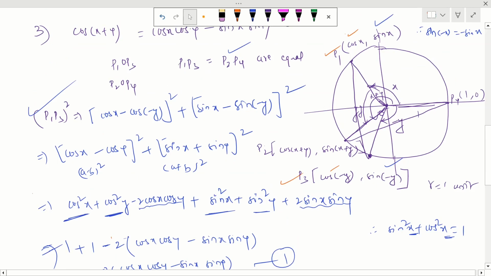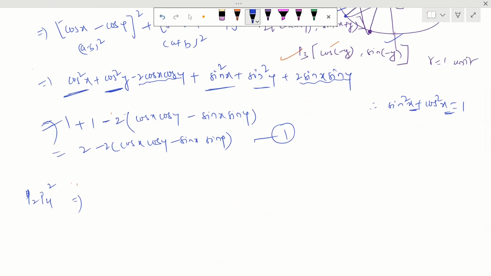So now P2P4: P2 is there and P4 is there, so I'm taking P1 minus this term and 0 minus this term. So 1 minus cos of (x plus y), whole squared, and the second term is 0 minus sin of (x plus y), whole squared.